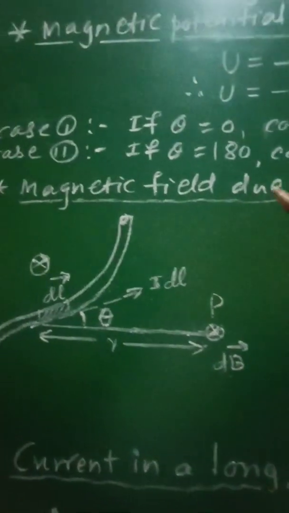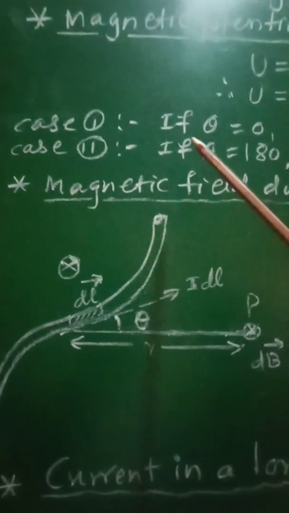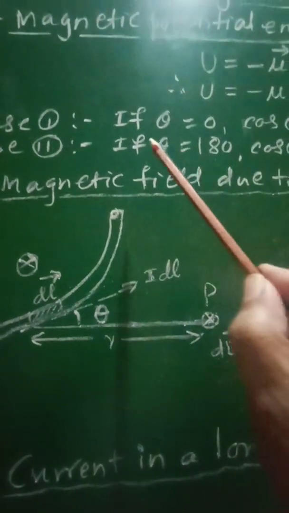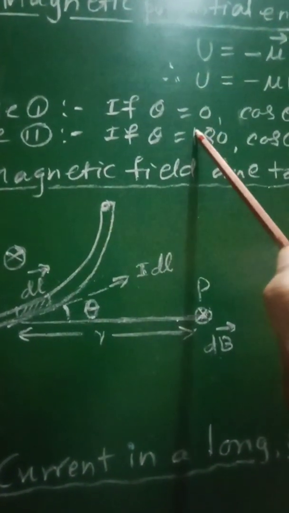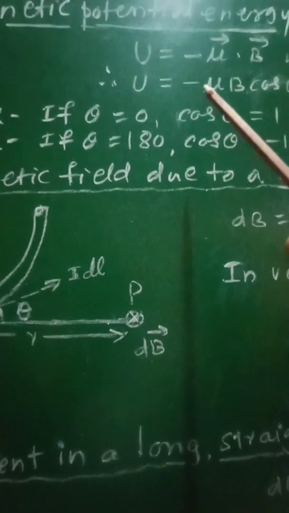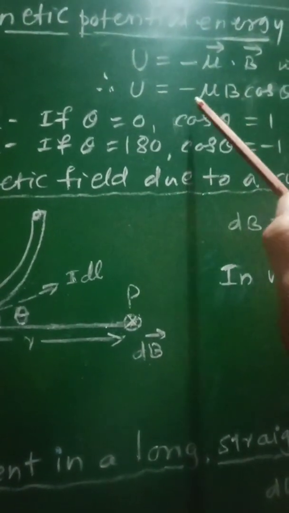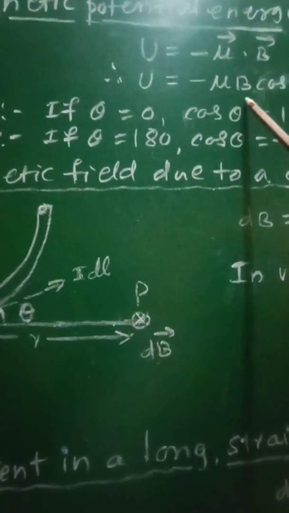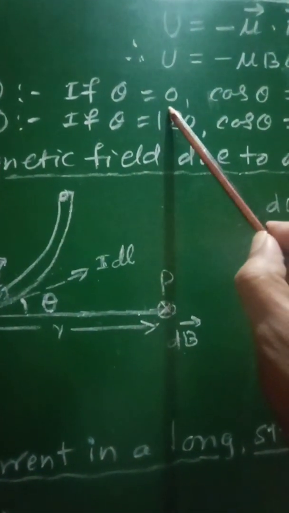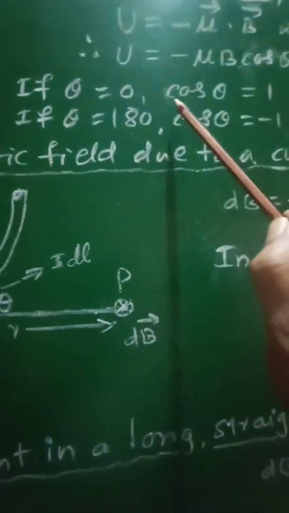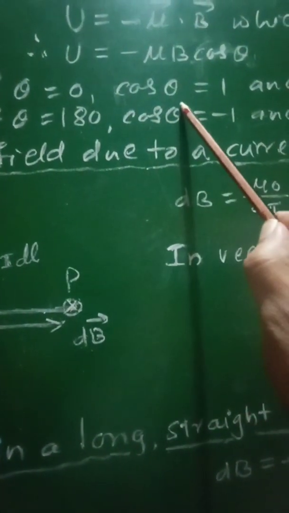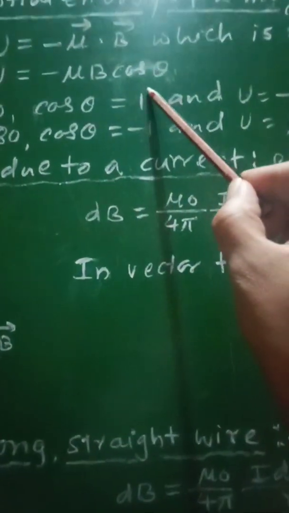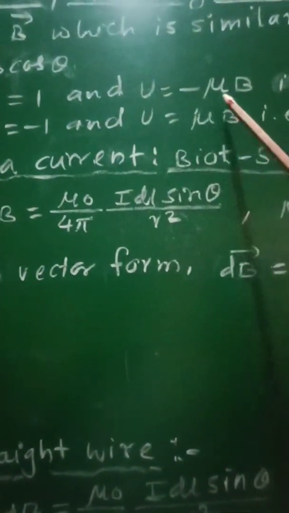Now let us consider two different cases here regarding the value of this magnetic potential energy. So if theta is equal to 0, that means as theta is the angle between mu and B, if that angle is equal to 0, therefore we can say that mu and B are parallel to each other. Now if mu and B are parallel to each other, then cos theta, that is cos 0, will be equal to 1, and hence the potential energy will be equal to minus mu B.